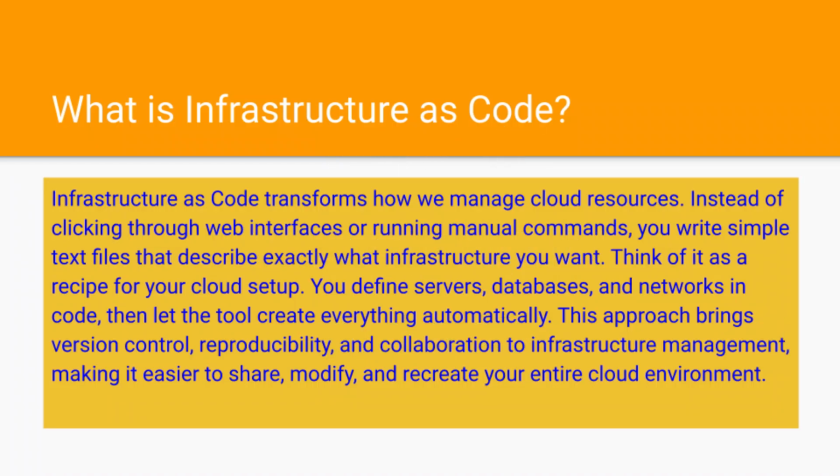Imagine you need to set up servers, databases, and networks in the cloud. Traditionally, you'd click through web interfaces or run commands manually, which is time consuming and error prone. Infrastructure as code or IAC lets you describe your entire infrastructure using simple text files. Think of it like a recipe. You write down exactly what you want and the tool creates it for you automatically. This means you can version control your infrastructure, share it with teammates, and recreate it anywhere.